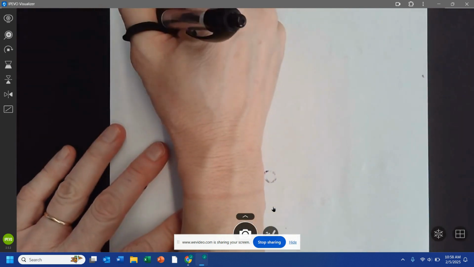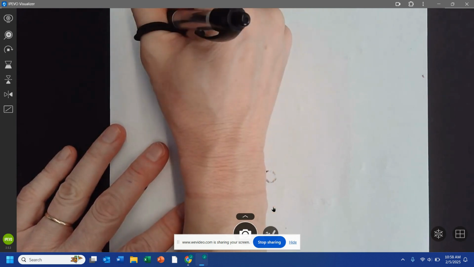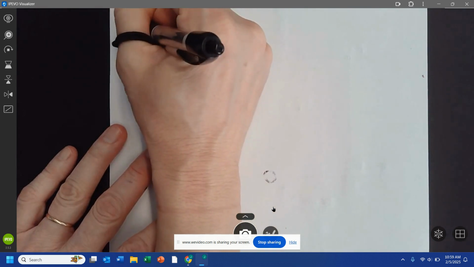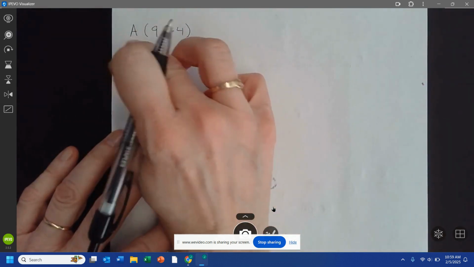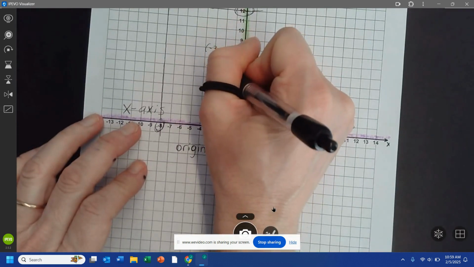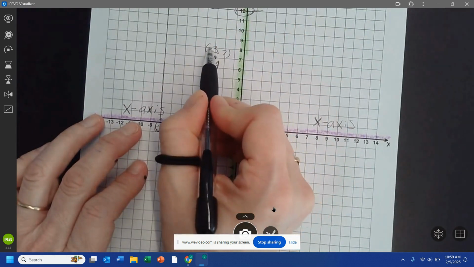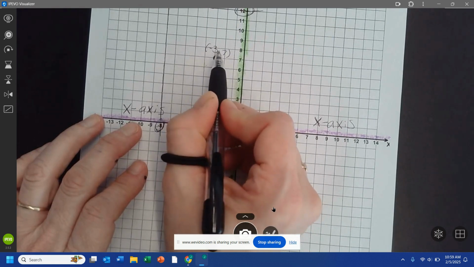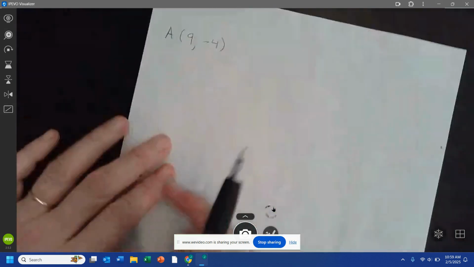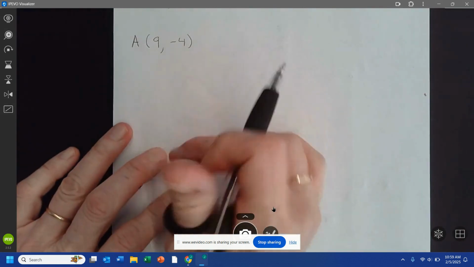Okay? Let's see, I want you to do 9, -4, and I'm going to label that point A. When there's a letter next to the point, all you have to do is put that letter next to it. You don't always have to write both of these numbers. If there's no letter, then you do have to write the numbers. So I'm going to try to make things easier on you, and I'm going to give you some letters.